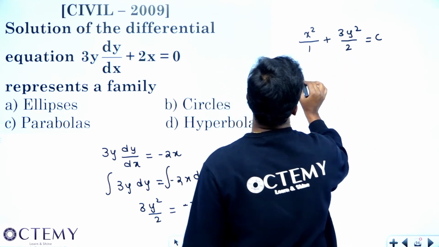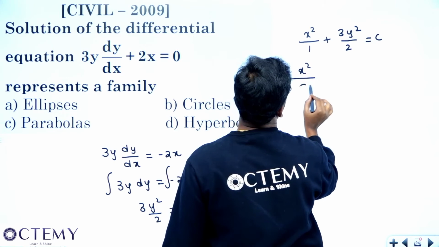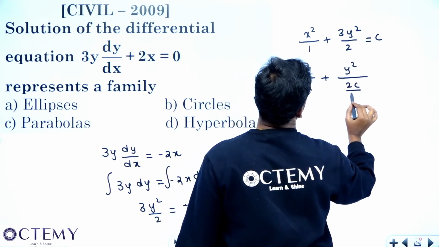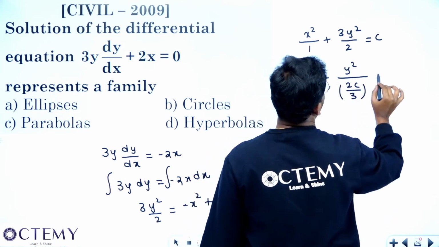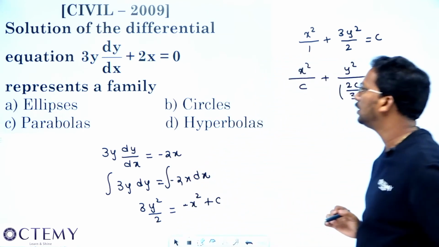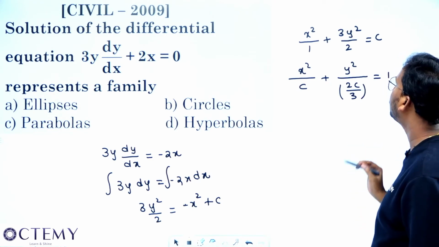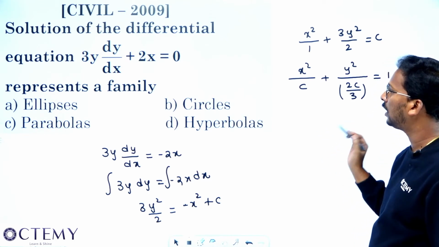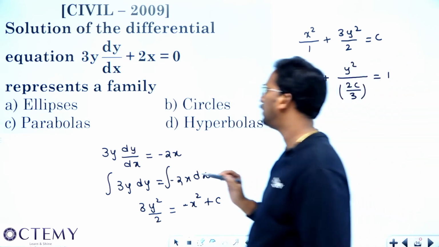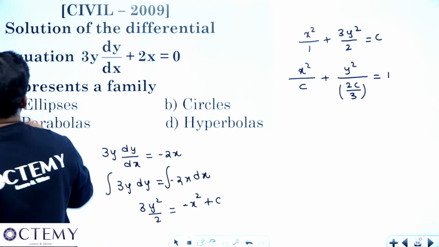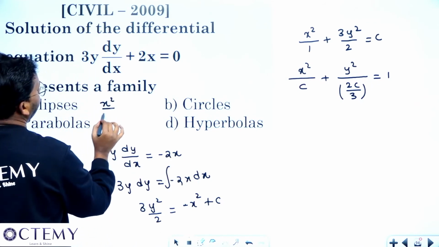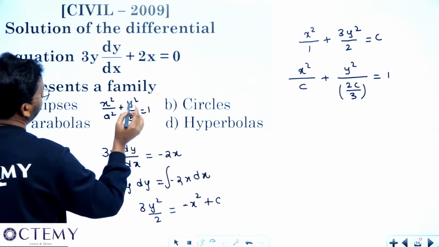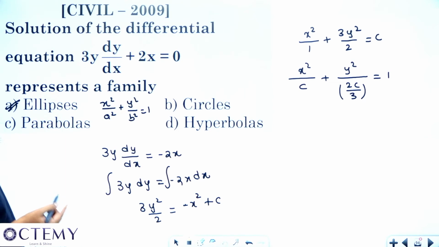So the proper way of writing is like this: x square divided by c plus y square divided by 2c by 3 is equal to 1, right? So this is basically x square by a square plus y square by b square is equal to 1. It's not a circle, it's not a hyperbola, it's not a parabola, it's an ellipse. Because an ellipse equation looks like this: x square by a square plus y square by b square is equal to 1. So it is looking very similar to that. So that should be your answer.